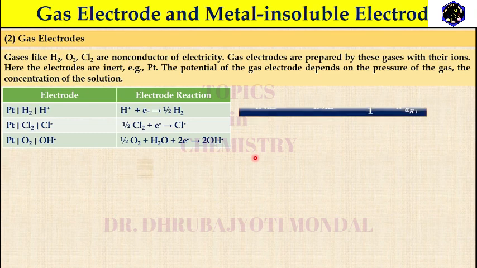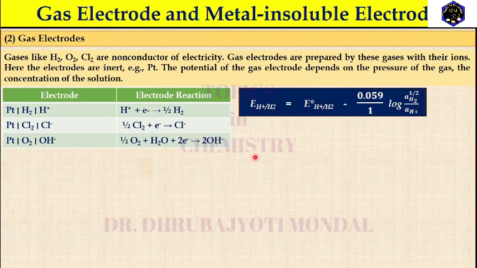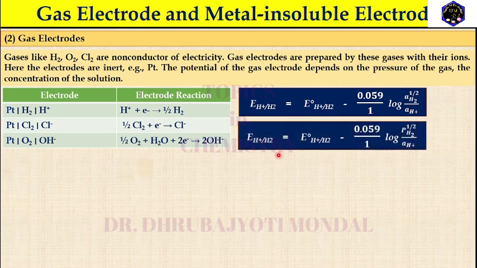Now you have to know what is the Nernst equation for gas electrode. Consider this hydrogen electrode. Here you can see H+ plus electron converts to half H2. So you can write this is the Nernst equation. E(H+/H2) is equal to E0(H+/H2) minus 0.059 by 1 log activity of H2 divided by activity of H+. Here you can see H2 is the gas, so you have to write the pressure of hydrogen. That's why in the final equation you can write E(H+/H2) is equal to E0(H+/H2) minus 0.059 by 1 log pressure of hydrogen to the power half by activity of H+.